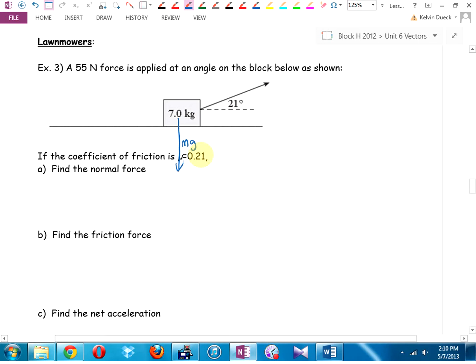The same way as when you gave me the slanty vector for the river, what did I do? Broke it into what? Begins with letter C, rhymes with opponents. I'm going to break this 21 degree, the force itself was 55, but I'm going to break that up into, I'll call it Fx and Fy.